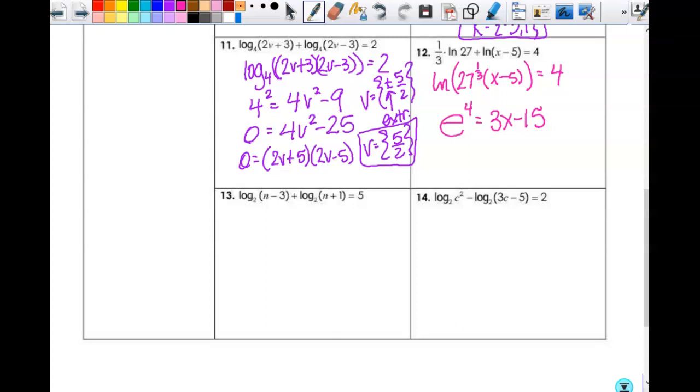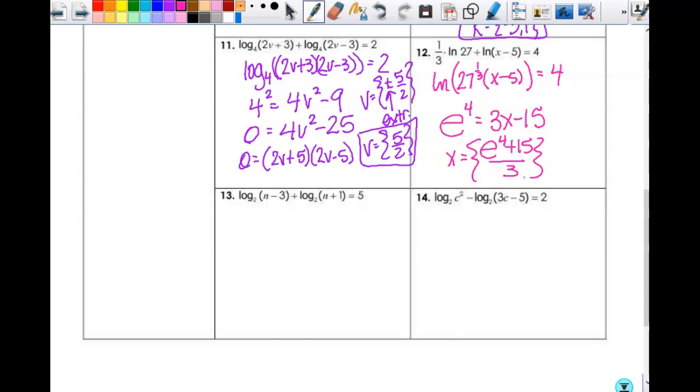Then I'll add 15 and divide by 3. So x will equal e to the 4th plus 15 divided by 3. Check for extraneous solution. Oh, yeah, it's e to the 4th plus 15. All right, so when I substitute that in, I basically have to know if it's bigger than 5 or not. And you don't have to get a calculator, you can estimate.